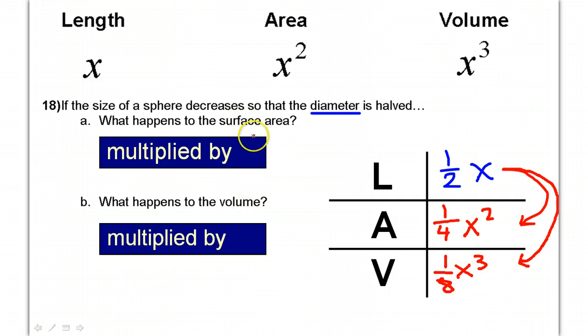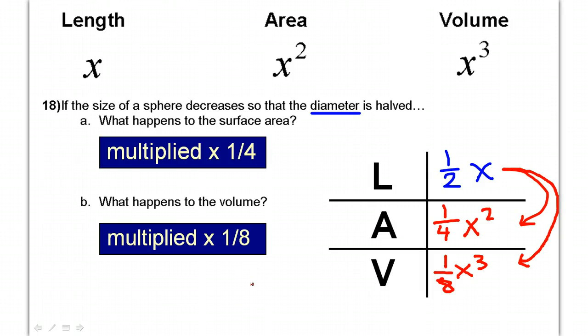Okay? So getting back to the question. So class, what happened to the surface area? It was multiplied by 1/4. It was multiplied by 1/4. And what happened to the volume? It was multiplied by 1/8.